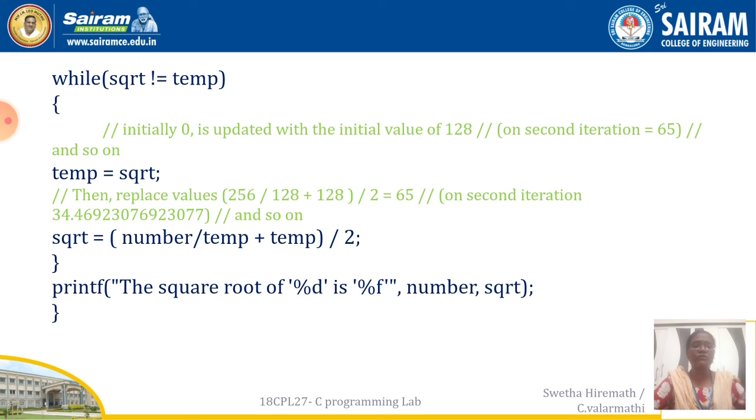So what is the mathematical equation to find the square root of a number? sqrt is equal to (number divided by temp plus temp) divided by 2. This is the equation that is applied in the while loop. It will continue while sqrt is not equal to temp. When the sqrt value becomes equal to temp, the loop will exit, and the immediate statement written here, the printf statement, will be executed. So this is our logic of finding the square root of our given number.